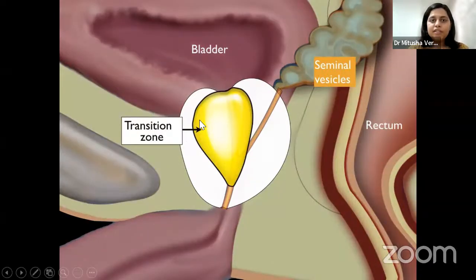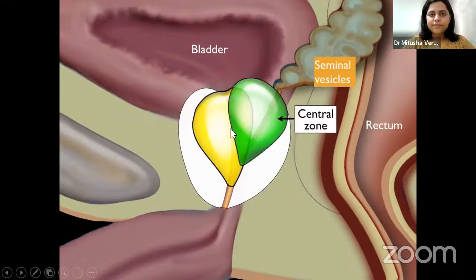So the transition zone, the zone where we are going to discuss things today in detail, is the zone which is present in the central part of the gland surrounding the prostatic urethra. Whereas the central zone is, again, part of the inner zone or the central gland, but surrounding the ejaculatory duct. So this is somewhat placed posteriorly.